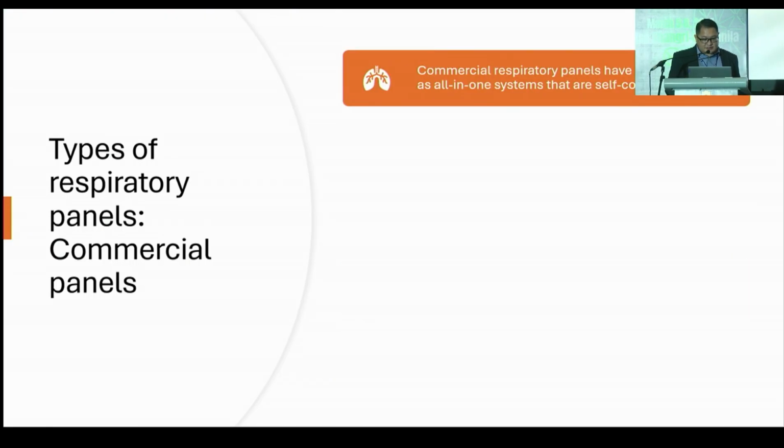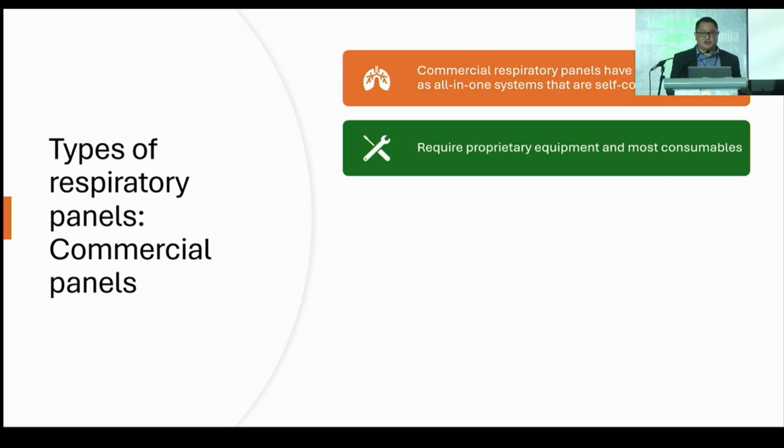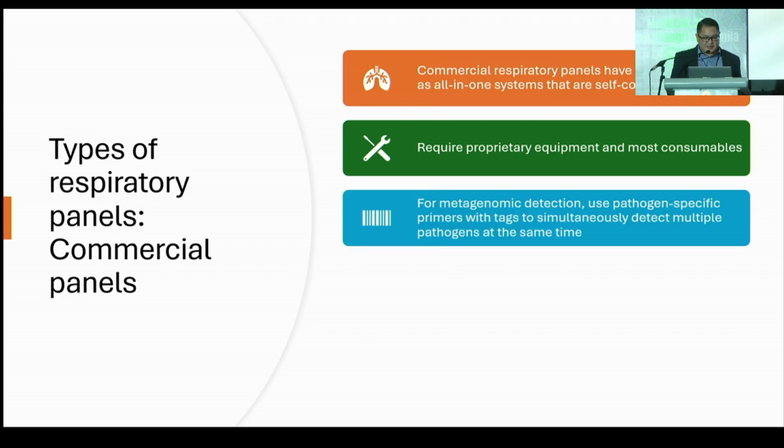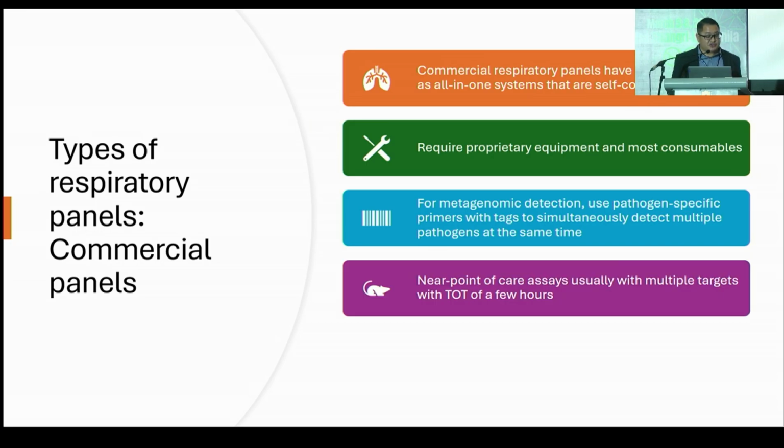Okay, let me see. Commercial respiratory panels have been developed as all-in-one systems that are self-contained, and these are the easier ones to use, either the cartridge-based ones or the pack-based ones, just like the BioFire ones. The problem is that sometimes you have to buy the machine as well, and those are expensive. And for metagenomic detection, they use pathogen-specific primers with tags, and they can detect multiple pathogens from the same specimen. So that's one of the huge advantages.